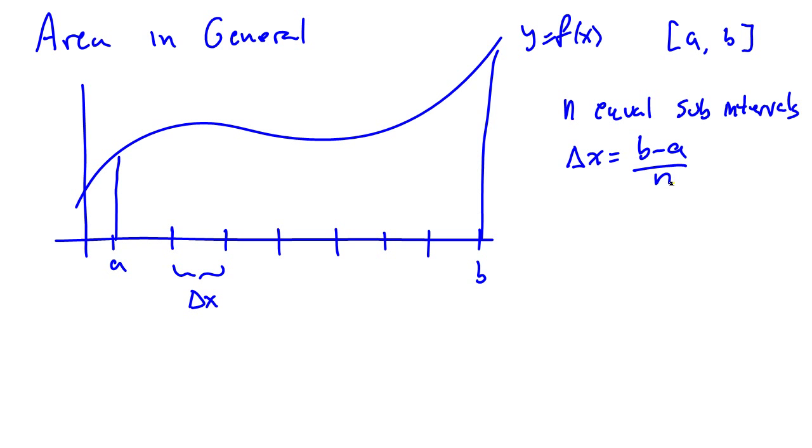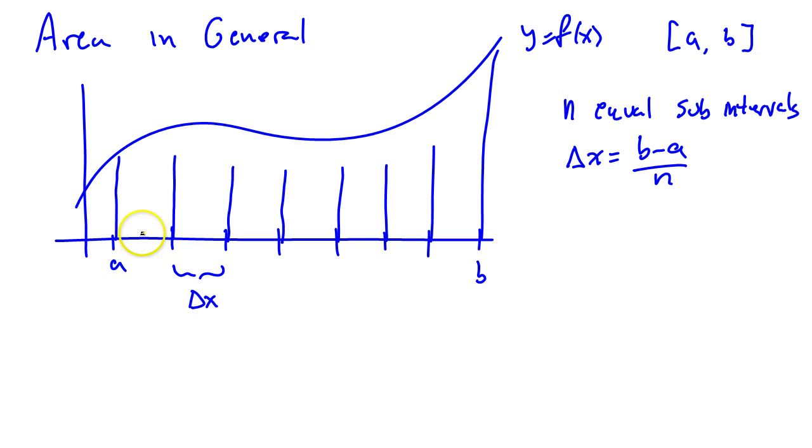What I want to do is cut this into rectangles. And for each subinterval, I need to decide how high to make the rectangle. Now, in the example I did with y equals x squared, I did it with right-hand endpoints and left-hand endpoints. Actually, you can choose any point in the middle.